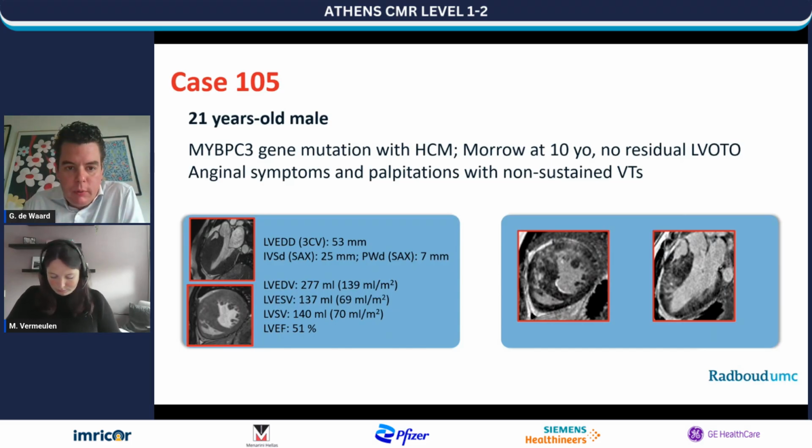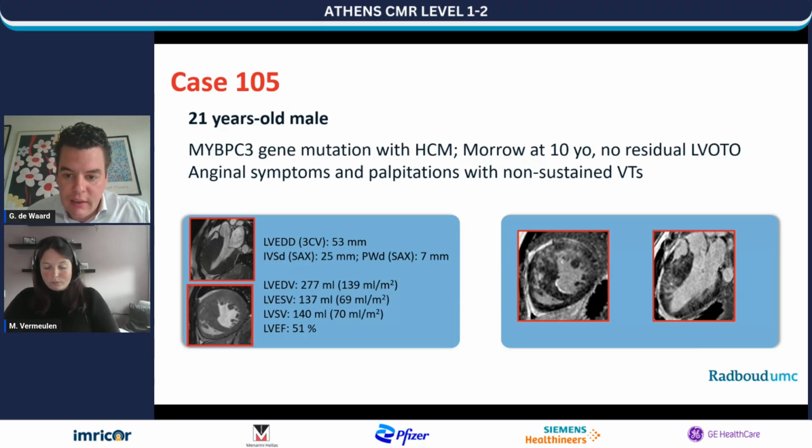It's a 21-year-old male who has a myosin binding protein C3 gene mutation with HCM. He underwent a Morrow myectomy when he was 10 years old. Now on echo, he did not have residual LVOT obstruction after exercise and Valsalva, of course. But he has quite a few symptoms. He has angina, palpitations with non-sustained VT. You'll see obviously a very thickened myocardium with asymmetric hypertrophy, especially at the septum, even after he underwent that Morrow procedure.